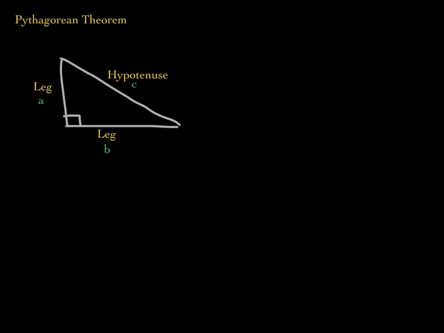To get us started, I want to remind us of the Pythagorean theorem, a very famous theorem. Given a right triangle, the sum of the squares of the lengths of the legs is equal to the square of the length of the hypotenuse. Many people know it as a squared plus b squared is equal to c squared. We're going to be using the Pythagorean theorem to derive a very important formula called the distance formula.